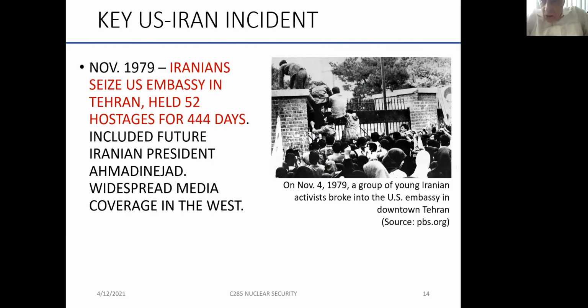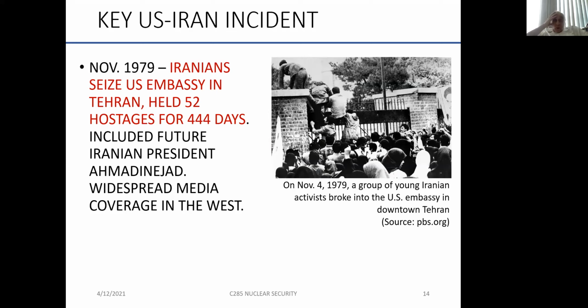The incident I described earlier, the seizing of the American embassy by Iranians, including Ahmadinejad as a young student, took place in November 79. There they are climbing the fences. It looks a little bit like the January 6th seizure of the Capitol by the insurrectionists. Young Iranian activists broke into the U.S. Embassy in downtown Tehran. Ahmadinejad, a member of the group.